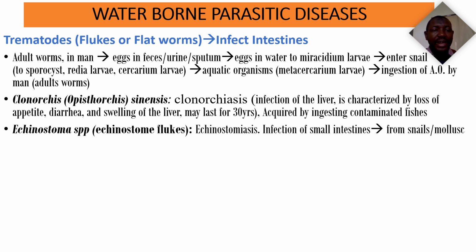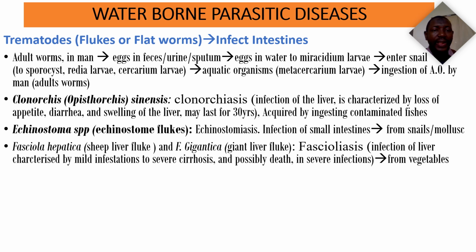Now the next parasite under this category is the Fasciola parasites. Fasciola hepatica, or commonly called the sheep liver fluke, because it's generally found in the sheep, and Fasciola gigantica, or giant liver fluke. Now, these parasites, I combine them together because they commonly cause a disease condition affecting the liver, which is called fascioliasis.